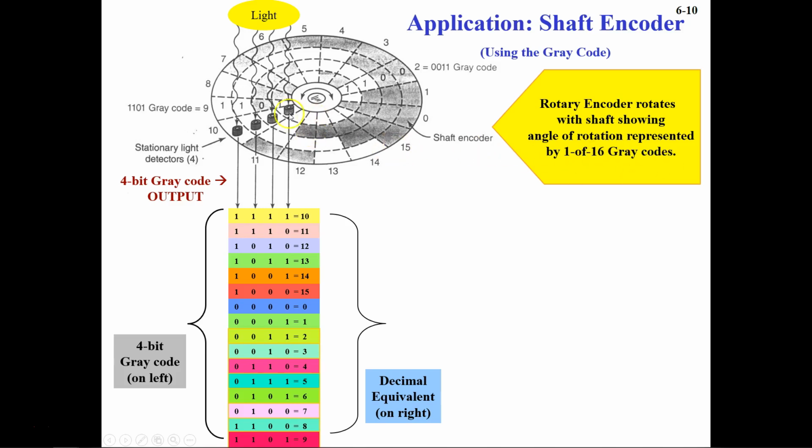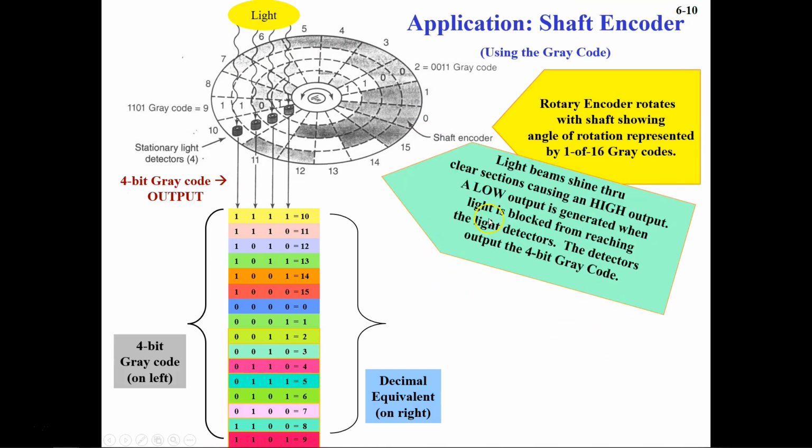So angle of rotation is represented by one of the segments from 0 to 15 in Gray code, and the light beams shine through clear sections, causing a high output. A low output is generated when light is blocked from reaching the light detectors. The detectors output the 4-bit Gray code. So this we have already seen.